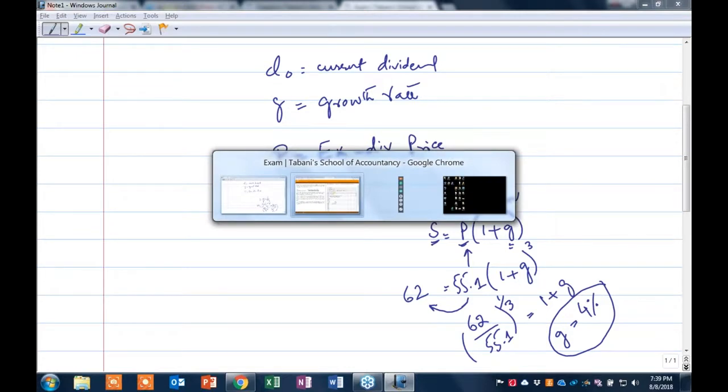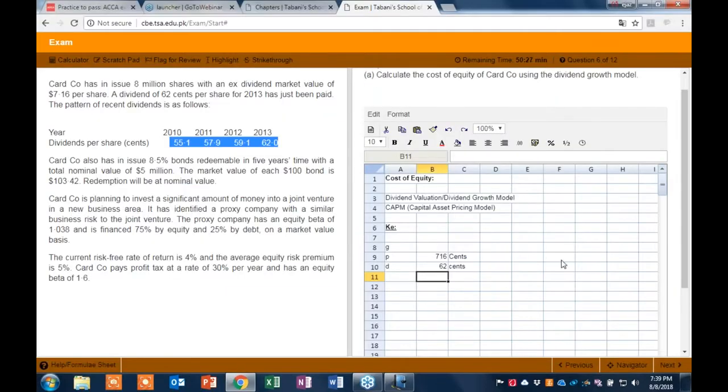So let's go back to the question, and let's see how we can calculate the same growth rate using the spreadsheet. So look at the spreadsheet. All we need to do is divide the latest dividend by the earliest dividend.